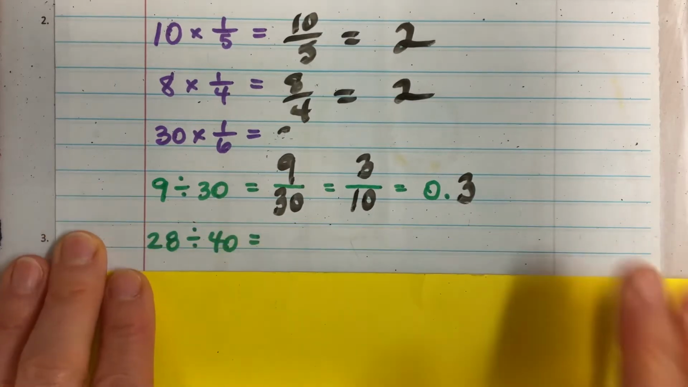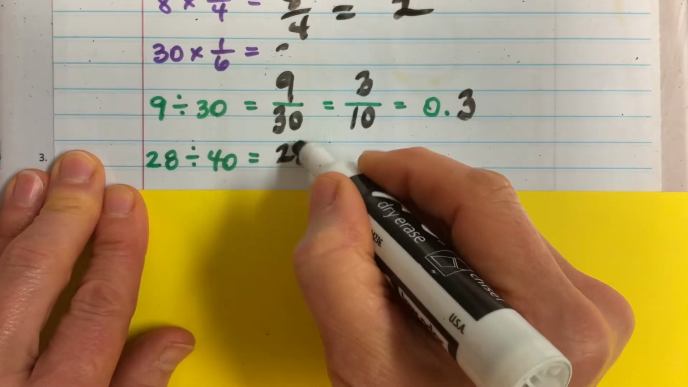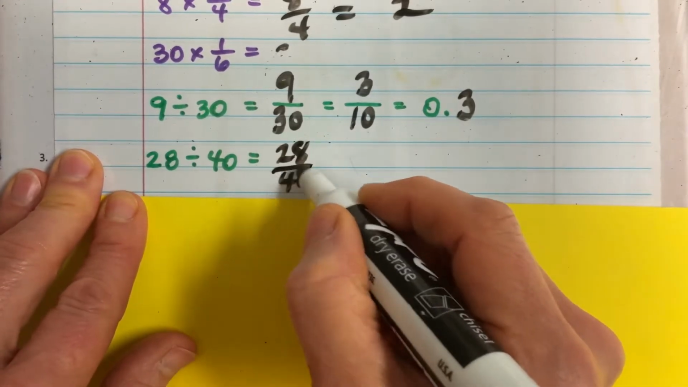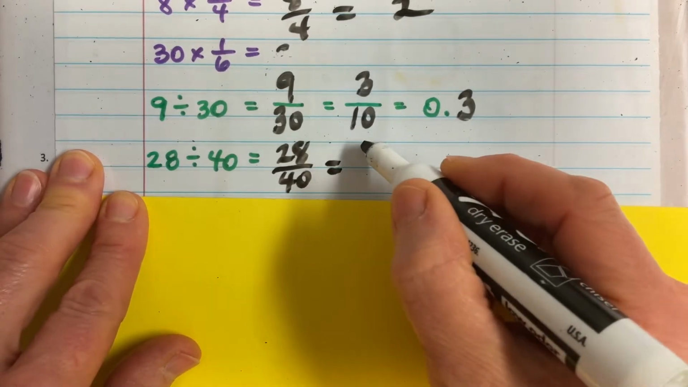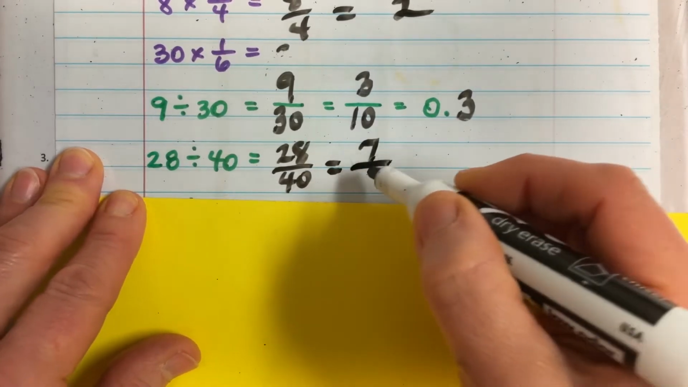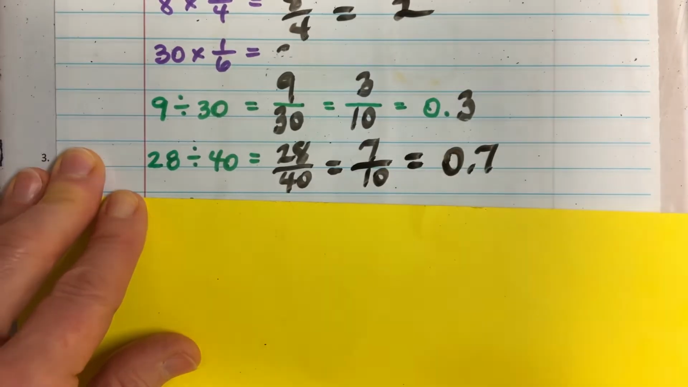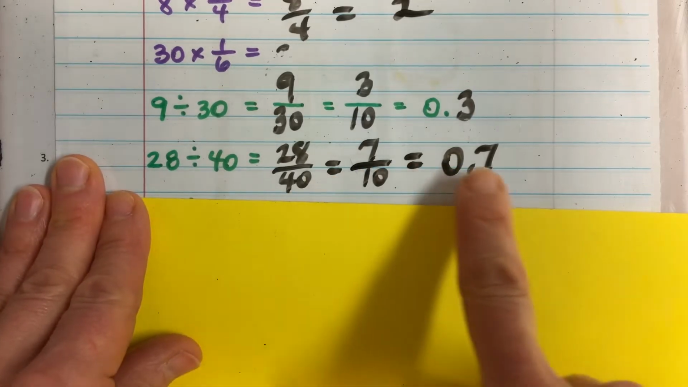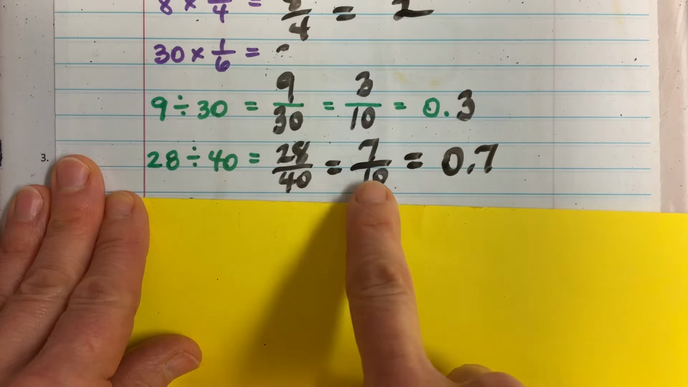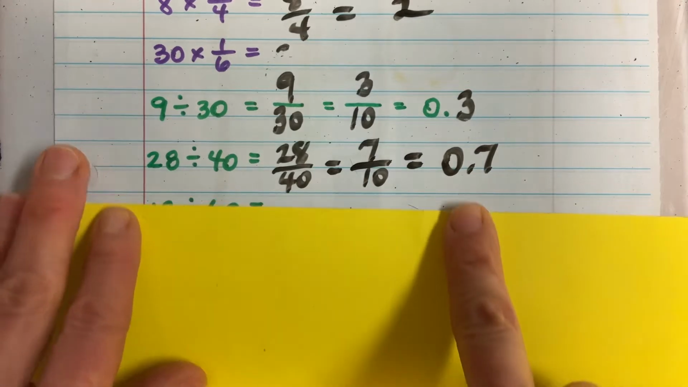Let's do another one. 28/40ths. We can think of that as 28 divided by 40, like that. If we simplify our fraction, divide by 4 on the top and the bottom, I get 7/10, which is 0.7. Okay, so watch how I turn a fraction into a decimal. Notice that I have to convert it to tenths first because decimals are written in tenths and hundredths and thousandths.